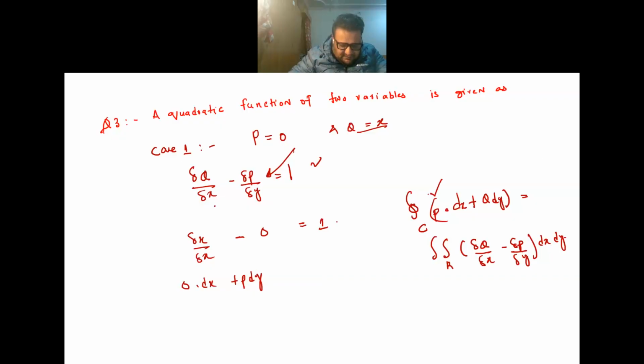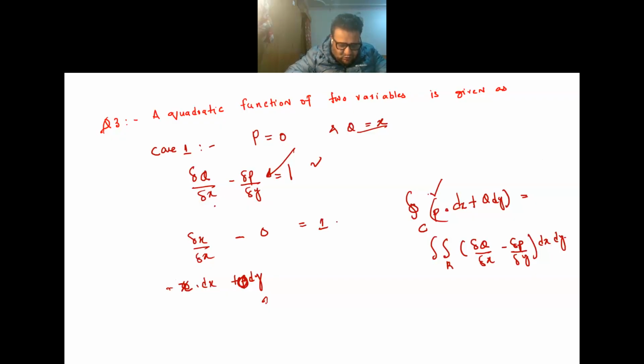Once this becomes 0 into dx, what is left with us? P is 0, right? 0 into dx, and Q is x, so what is the equation? x into dy, right? So we got the equation as x into dy. So that means my area would be equal to.